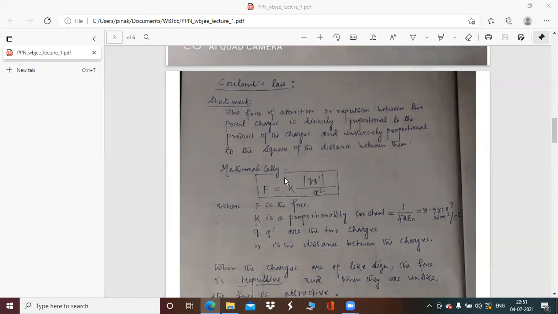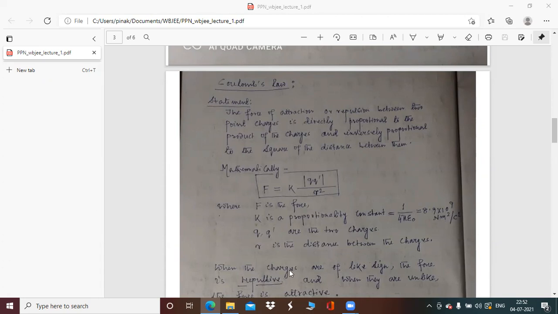Mathematically, this can be written as F equals K times |q q'| divided by r squared. Here F is the force between these two charges. K is a proportionality constant, which is also expressed as 1 by 4 pi epsilon naught, and its value is 8.9 times 10 to the power 9, and its unit is Newton meter square per Coulomb square. q and q' are the two charges and r is the distance between the charges.